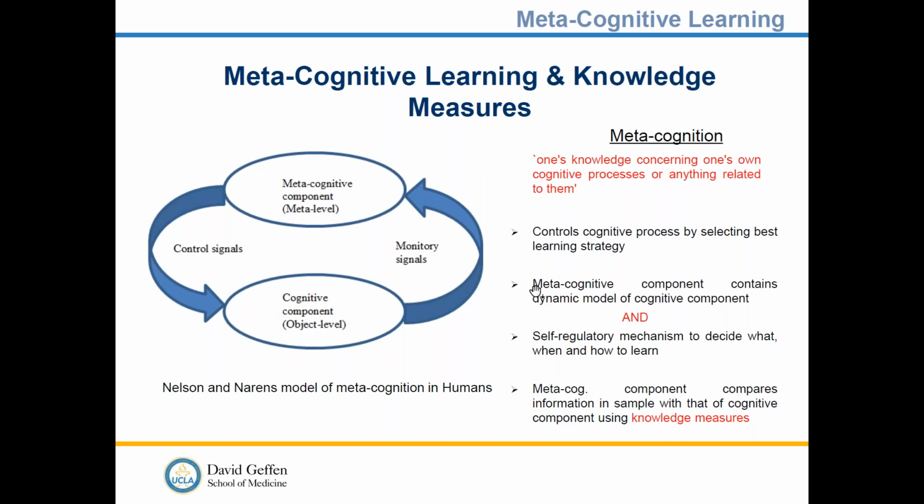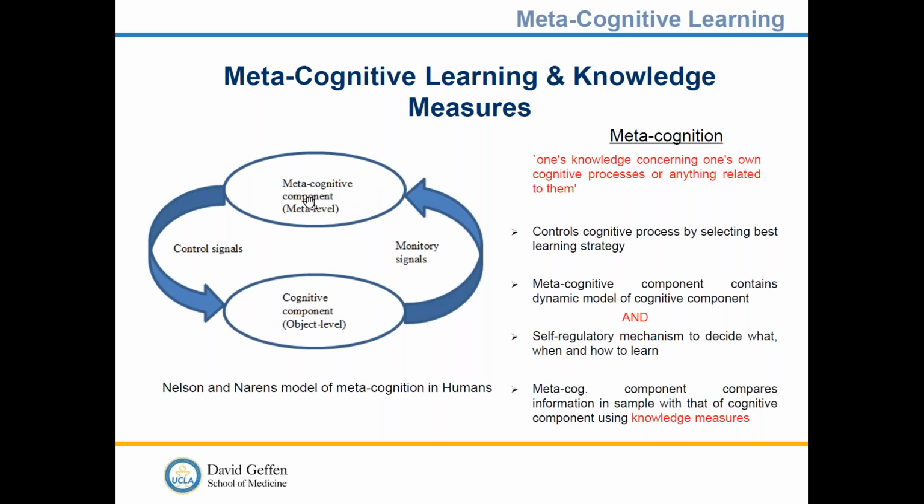So we use metacognitive learning, which is inspired by Nelson and Narens' model of metacognition in humans, which consists of a metacognitive component and a cognitive component. So what does metacognition mean? It's one's knowledge concerning one's own cognitive processes or anything related to them. So basically, metacognition controls cognitive processes by selecting the best learning strategy.